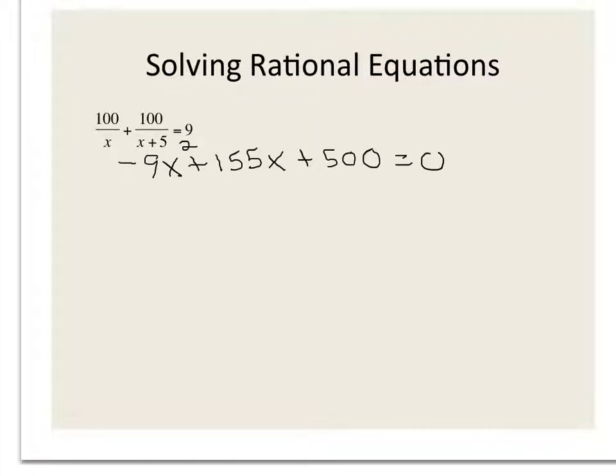Alright, so here's what we're left with. We have a quadratic equation set equal to 0. When we solve quadratic equations, we want them always set equal to 0. And then the first thing you want to try is to see if you can factor it. In this case, we can. It factors to negative 9x minus 25 times x minus 20.